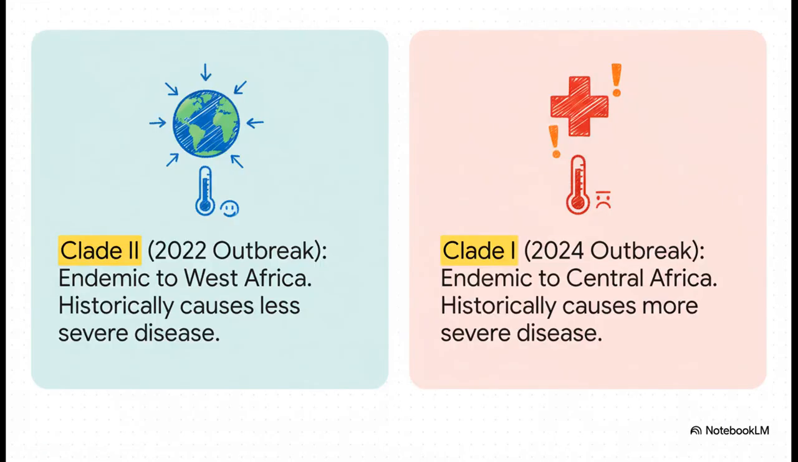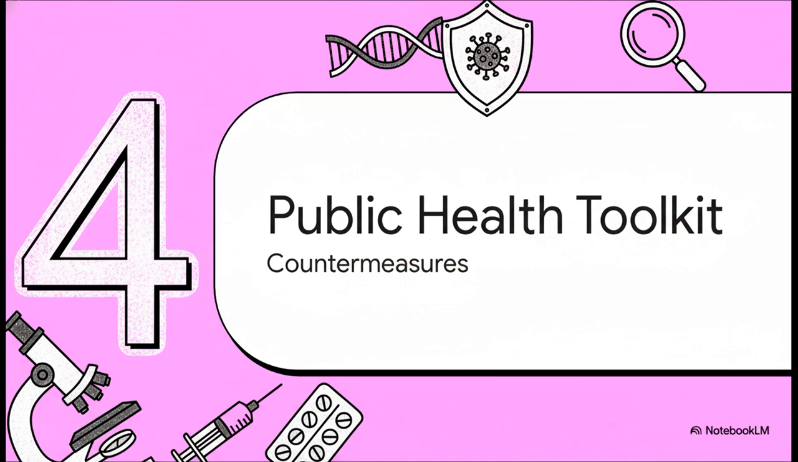So what's going on? Well, the answer lies in the clades. The 2022 global outbreak was all driven by Clade II, that's the West African lineage, which historically has been associated with less severe disease. But the more recent 2024 emergency, that's being driven by Clade I, the Central African strain, which has a history of causing much more severe clinical outcomes. This distinction isn't just academic, it is everything. So, what do we actually do about it? In our final section, we're going to open up the public health toolkit and analyze the countermeasures, the scientific and medical tools we have at our disposal to diagnose, treat, and hopefully prevent Mpox infection.